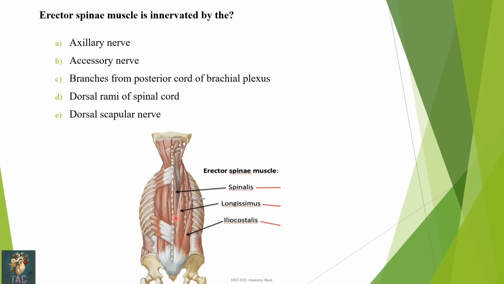So first look at this diagram. These are the three different portions of the erector spinae muscle. This is the spinalis muscle, this one is the longissimus, and this is the iliocostalis muscle. So these are the three parts of the erector spinae muscle which are present on the back.